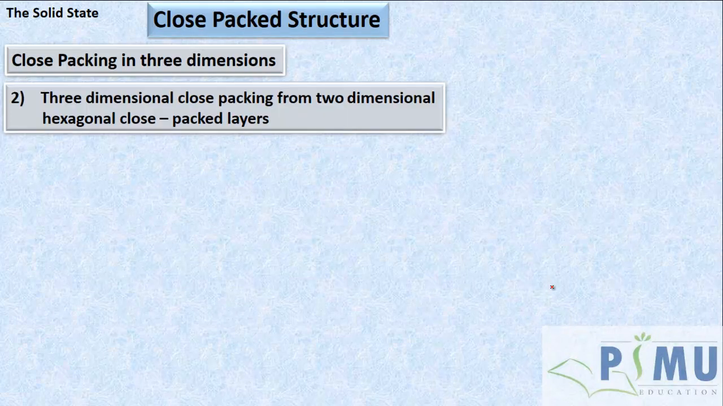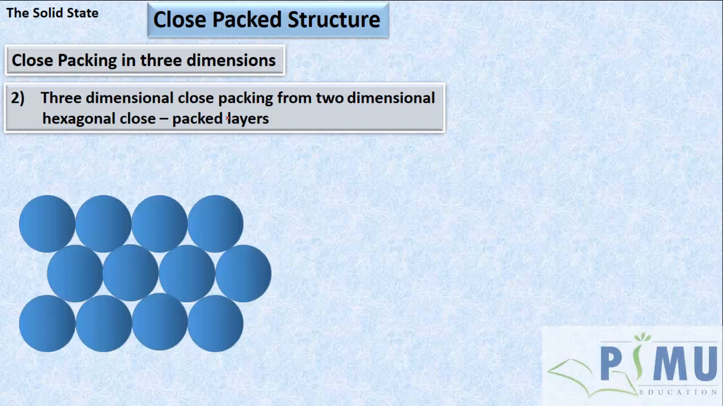Now let us see close packing in 3 dimensions. In that, 3-dimensional close packing from 2-dimensional hexagonal close packed layers. See, this is a 2-dimensional hexagonal close packed layer, right? First, let us place the particles in the second layer in such a way that it closes these spaces. When we arrange like this, see, we already placed one particle here, right? It has closed the space present between these 3 particles of the first layer.